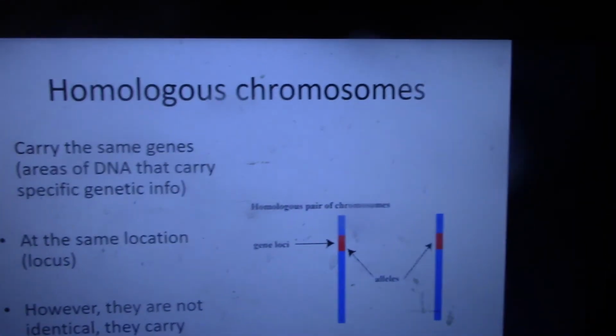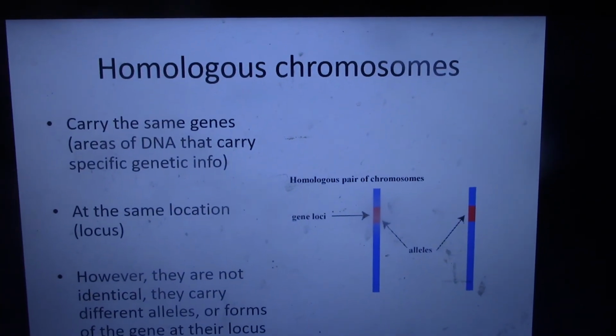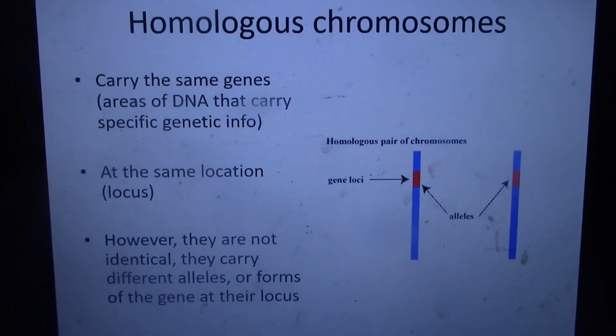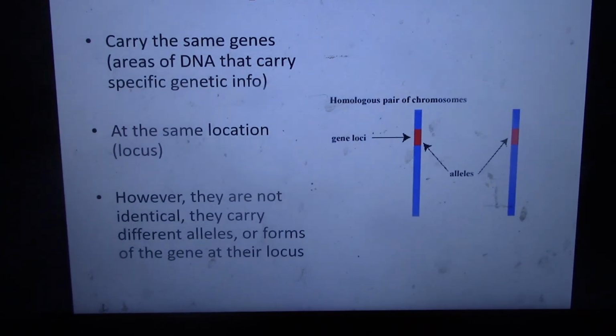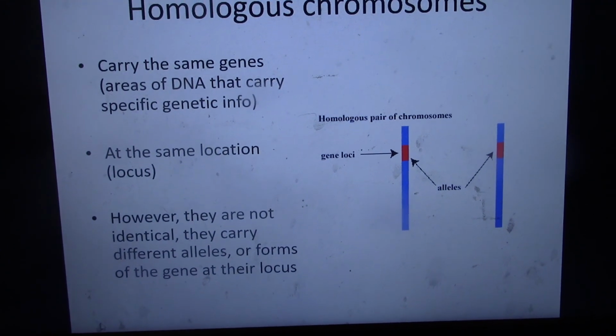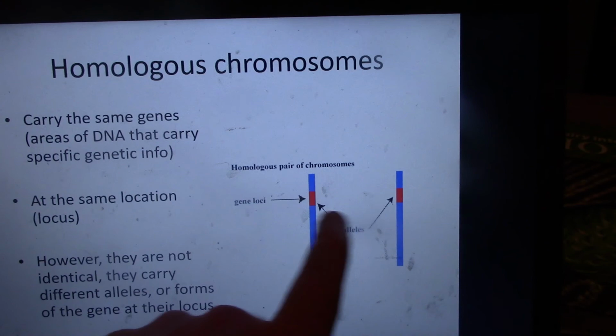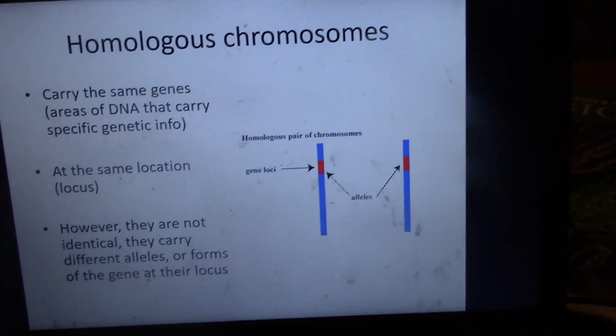So these pairs of chromosomes are called homologous pairs. And homologous pairs carry the same genes, right? So they have alleles at the same gene locus or loci, so the location of where the genes are. So they're going to be in the same place.